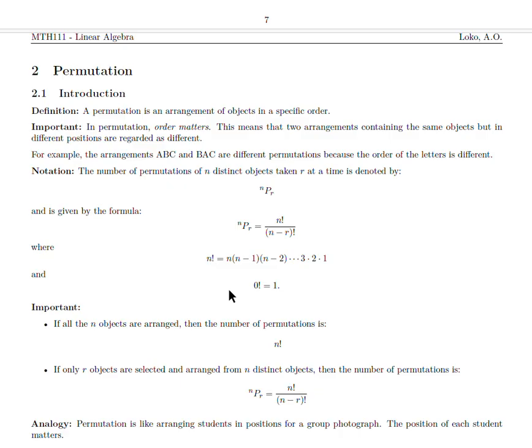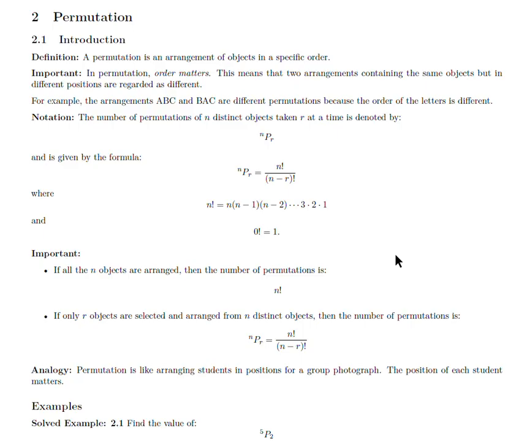So for factorials, for instance, 5 factorial will be 5, which is n itself. 5 is n. 5 times 4, 5 minus 1 is 4, 5 minus 2 is 3, times 3 times 2 times 1, like that till you get to 1. So 5 factorial will be 5 times 4 times 3 times 2 times 1, which is 120, I guess. Yes.